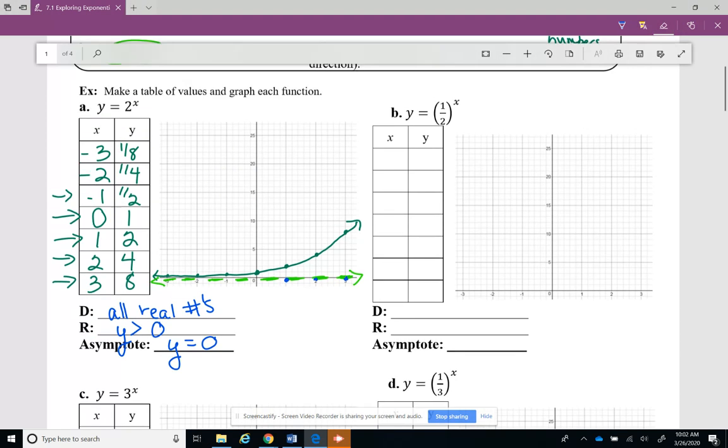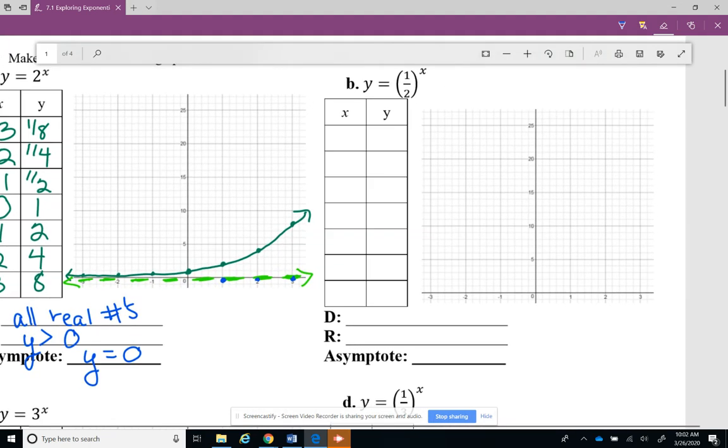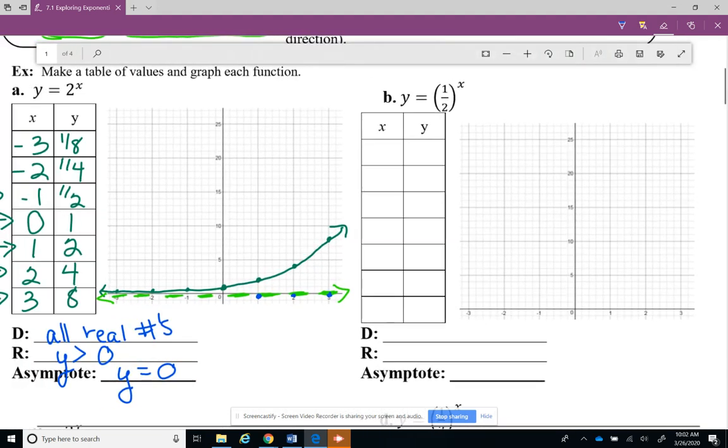All right, let's go to our next question. I hear a frog ribbiting or whatever outside my window. I don't know if you heard it or not.